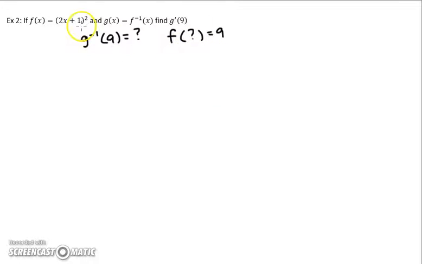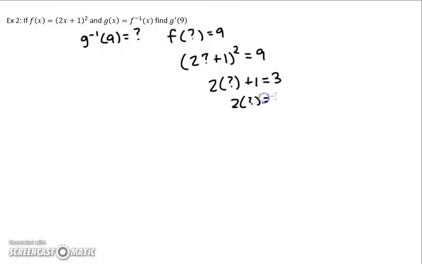So that means if I plug that question mark in here, so 2 times something, so 2 times question mark plus 1 squared equals 9. So 2 times question mark plus 1 equals 3. 2 times question mark equals 2. So we know the question mark is going to equal 1.